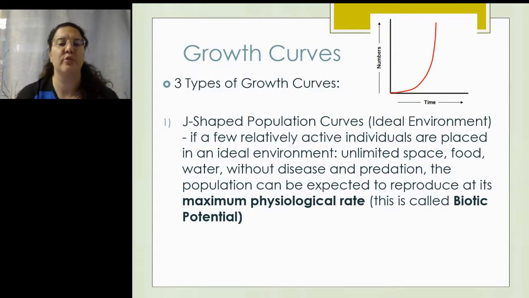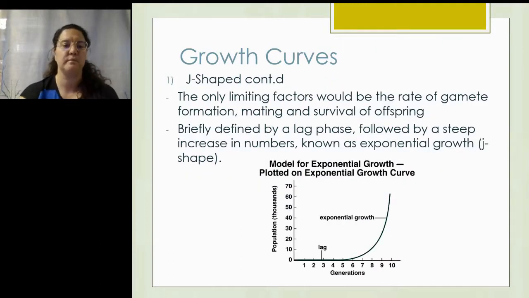So when we're looking at growth curves of a population, we have three different types. One is a J-shaped curve, and this happens in an ideal environment, and it would happen only if relatively few active individuals were placed into that environment at the beginning. So there's unlimited space, food and water, no disease, no predation, and that population can be expected to reproduce at its maximum physiological rate, so its maximum biotic potential.